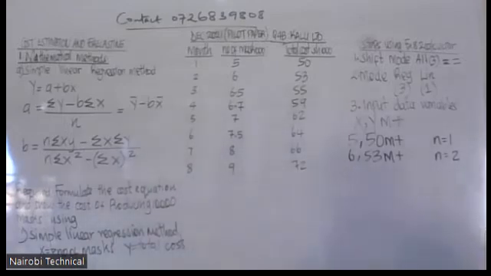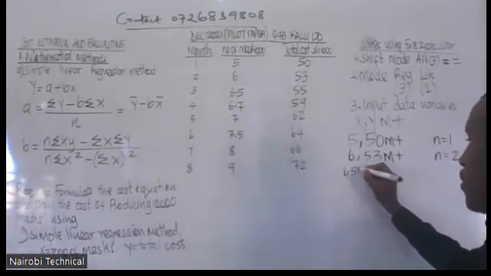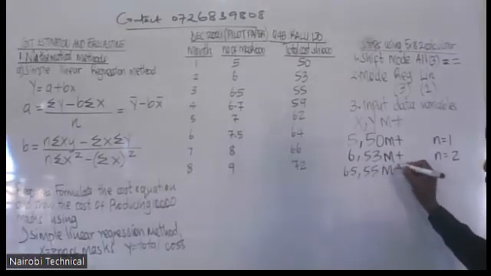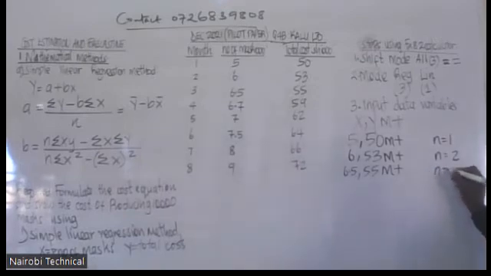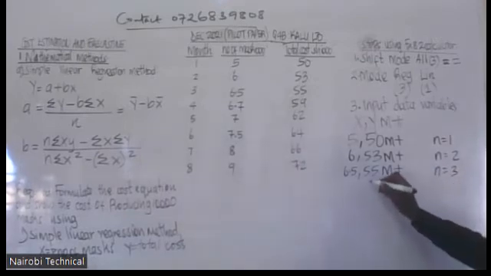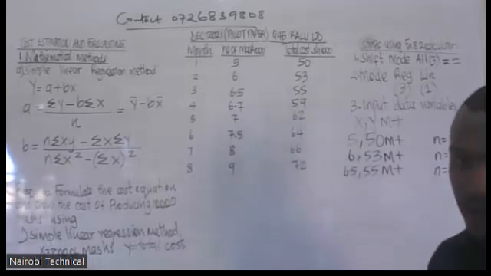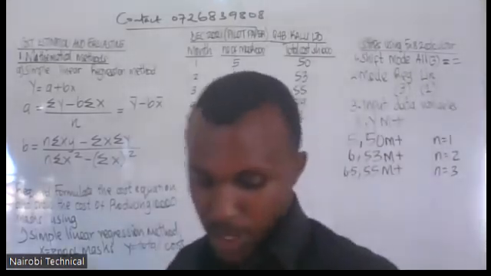To 2. You go to the next observation, 6.5, comma, 55, M plus. So that N is equal to who? To 3. N is equal to 3. I want you to continue until you have the 8th observation.